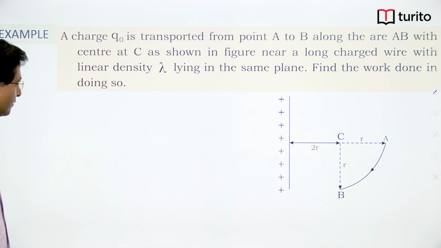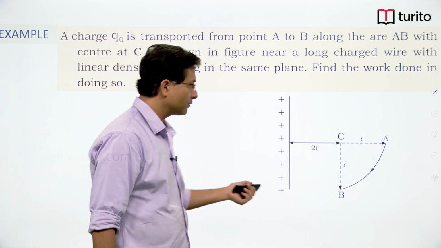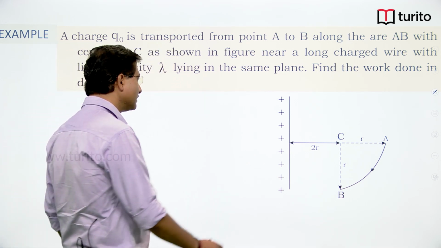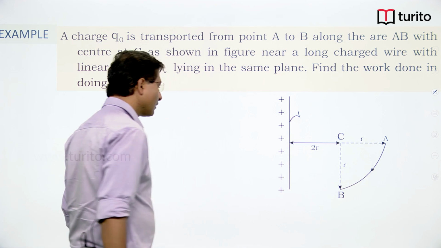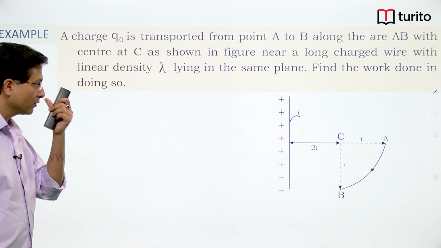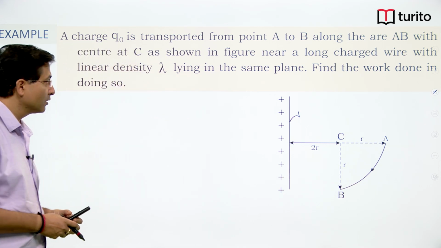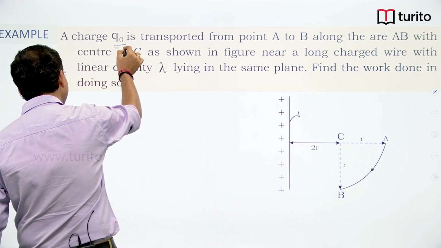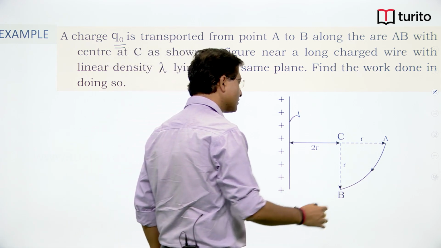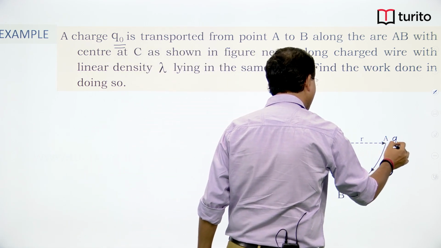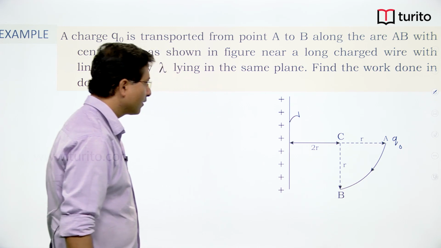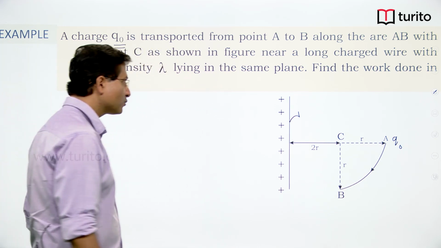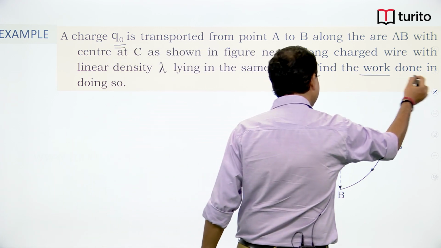Let us see one example based on what we have just discussed. We have got one infinite straight wire of linear charge density lambda, and the question is we need to move q naught charge from point A to point B. For that, how much work is done by the external agent? How much work will be required by the external agent?